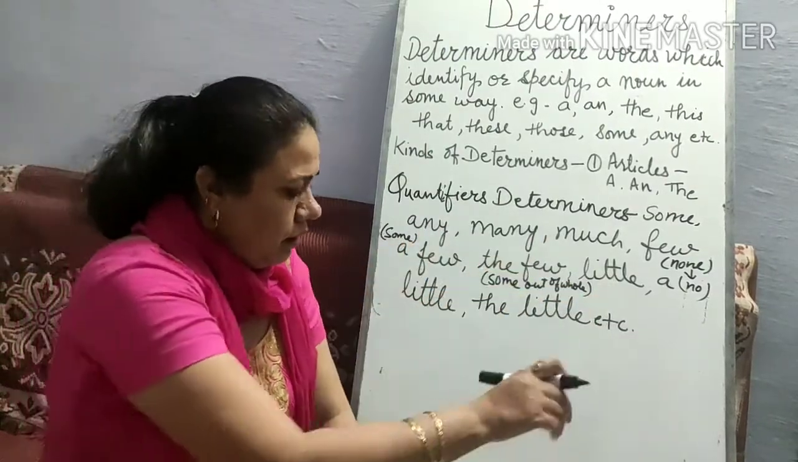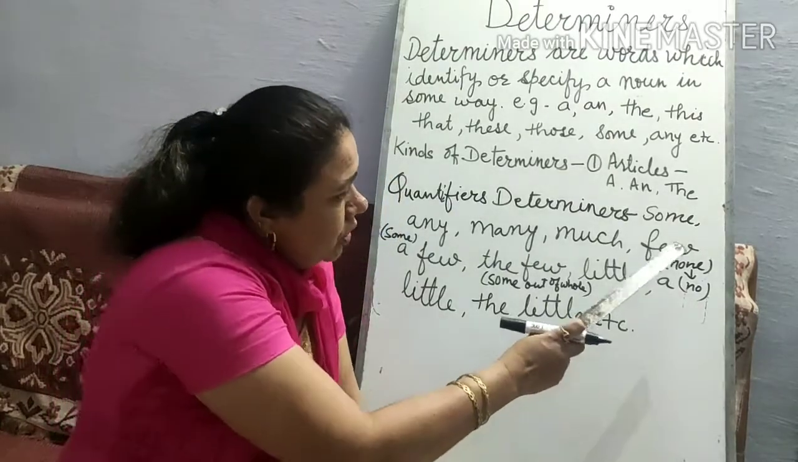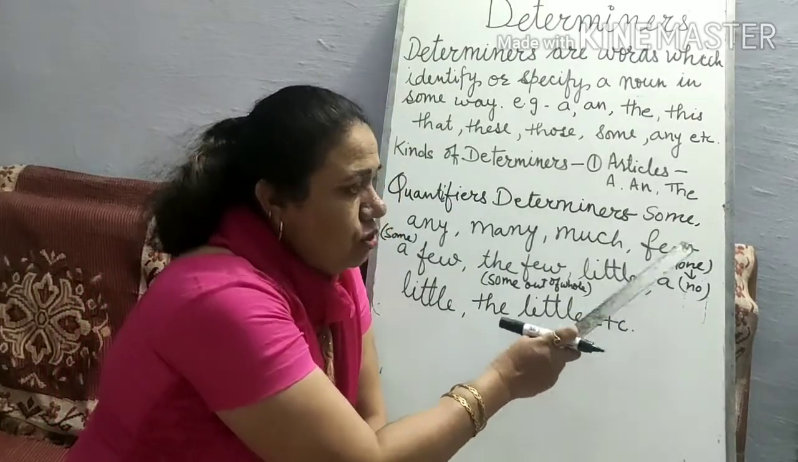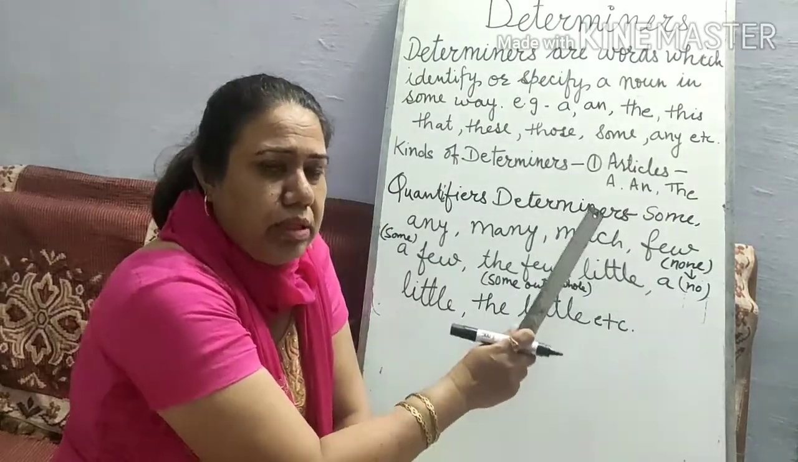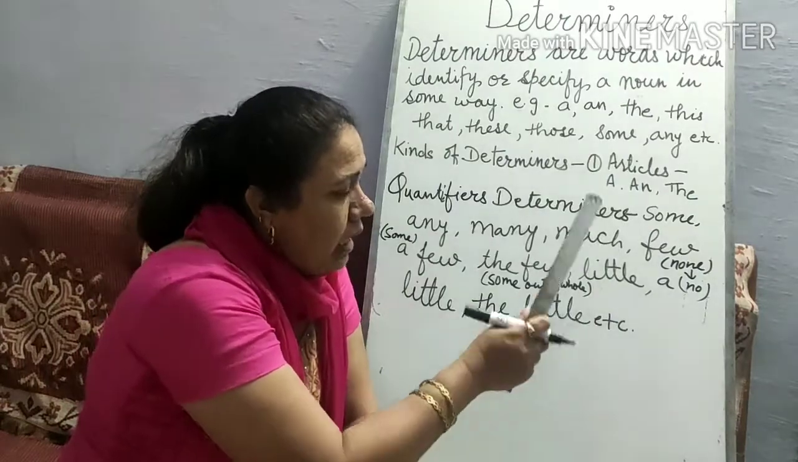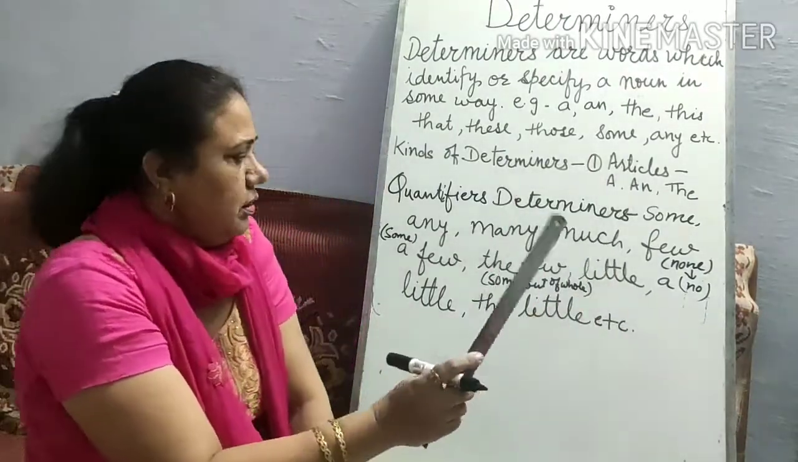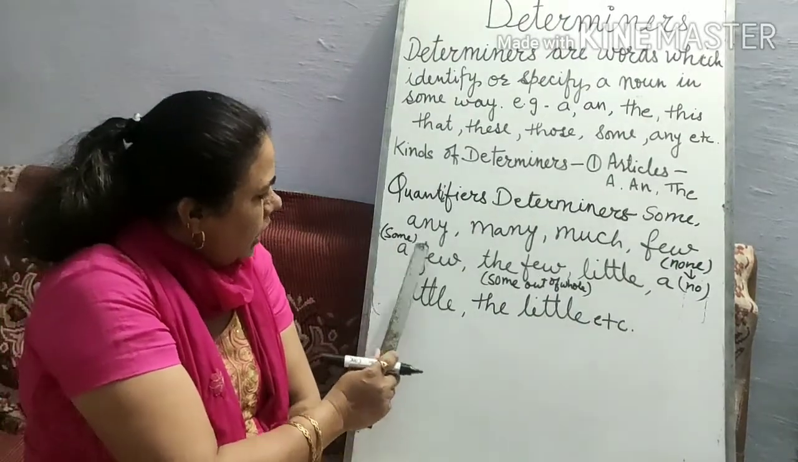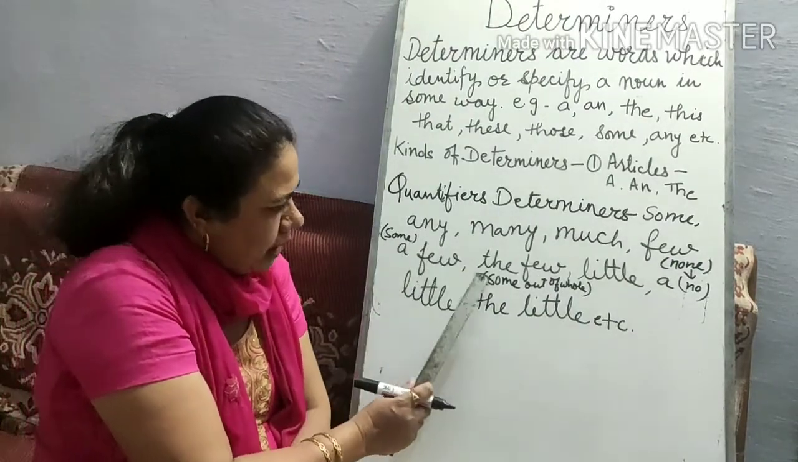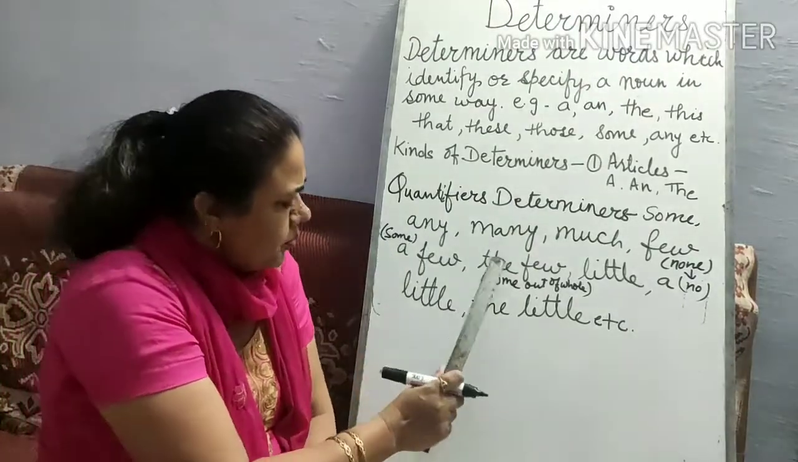Again I am recalling, few we use for none. It means no number is there. The number is zero. You can imagine, very, very low. I have few friends. It means I have no friends. Next, a few. I have a few friends. It means some, either one or two friends.